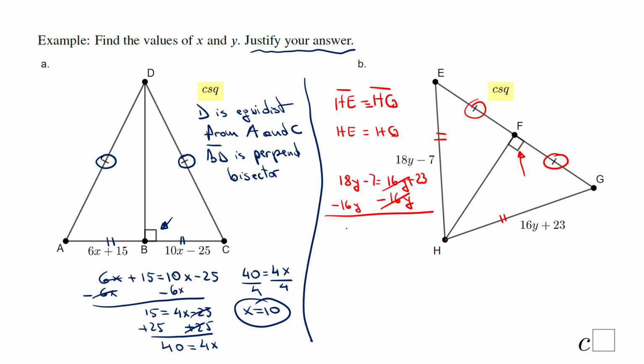So 18y minus 16y is 2y, minus 7 equals 23, add 7, and we have 2y equals 30, divide by 2, y equals 15. But again, it's very important in this problem to understand why you can write this equation, the reasoning.